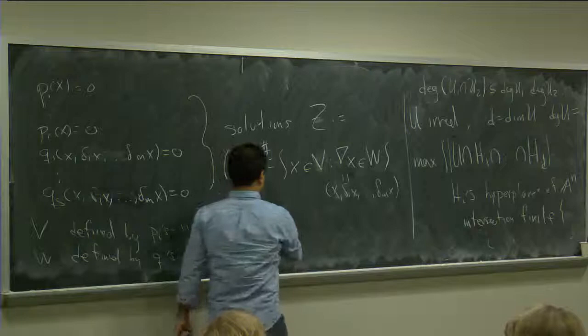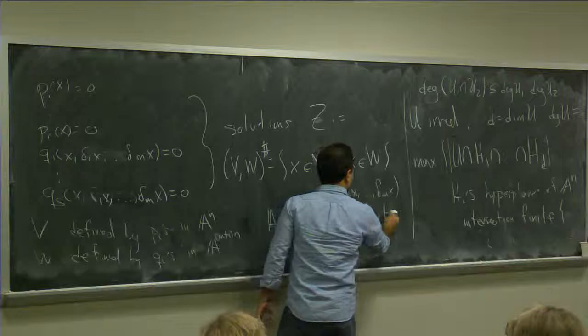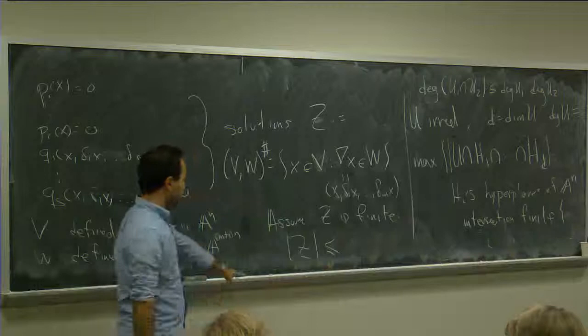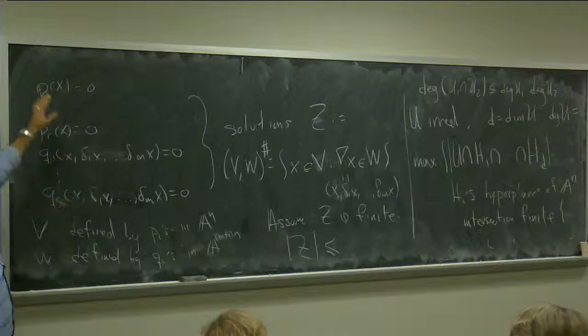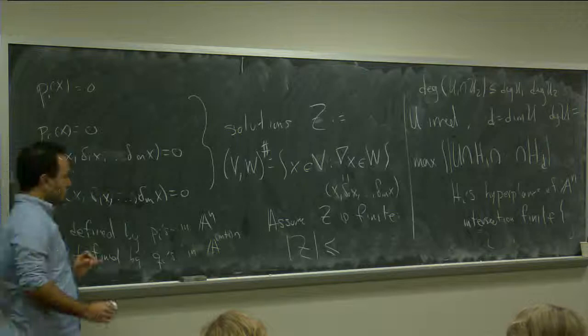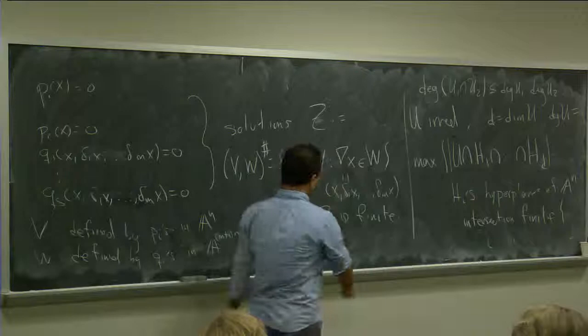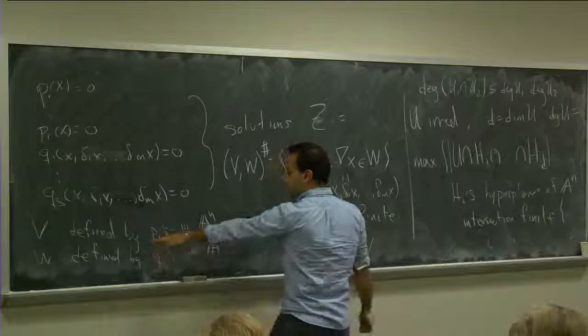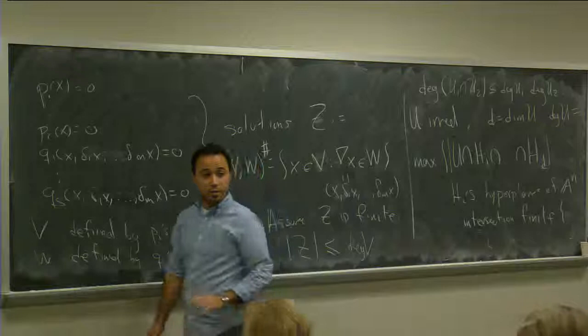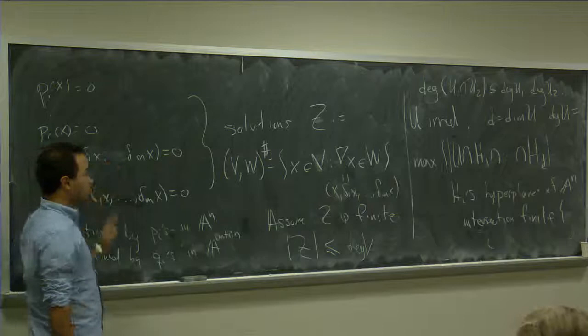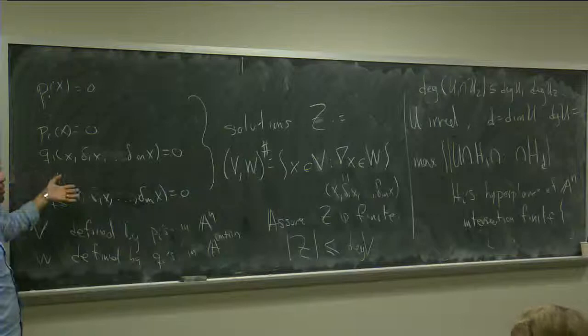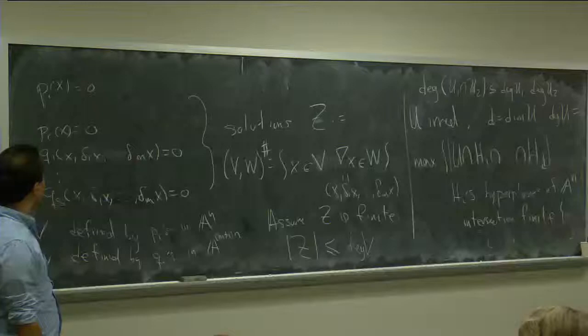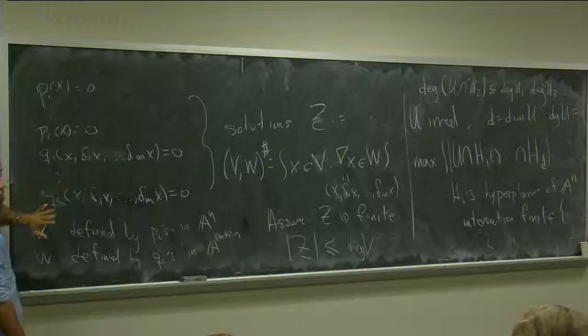Assume the set is finite. The question is, can I give a bound on the number of points just by looking at these P's and Q's? I'm going to give you a hint of what the bound is going to look like. It's going to be of the form degree of V, remember, V is the one defined by the P's. The P's are polynomials, not differential. The Q's are in a lot of variables, but they are just algebraic polynomials. They might include derivatives, but not necessarily. They are just some polynomials.